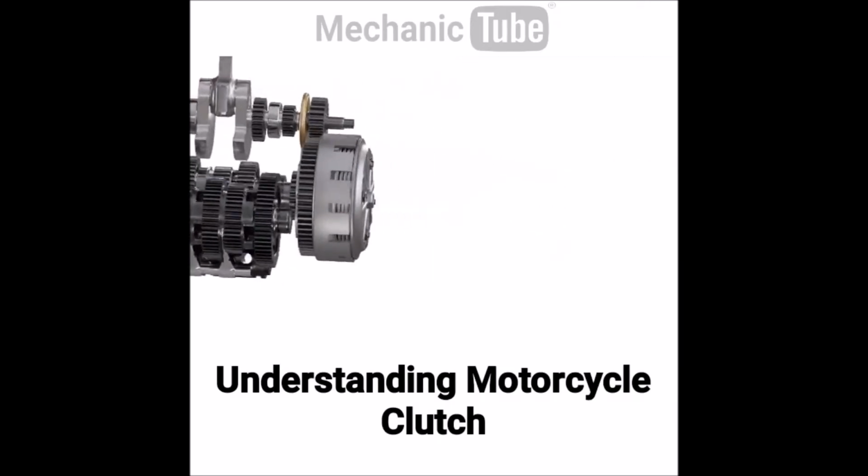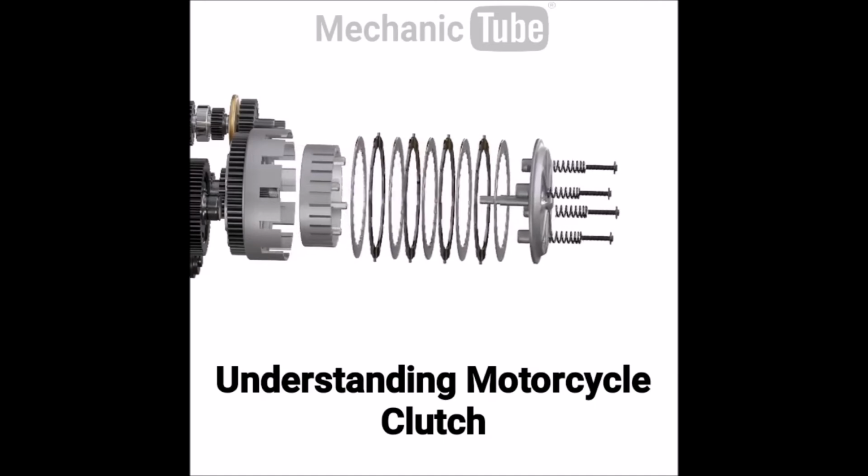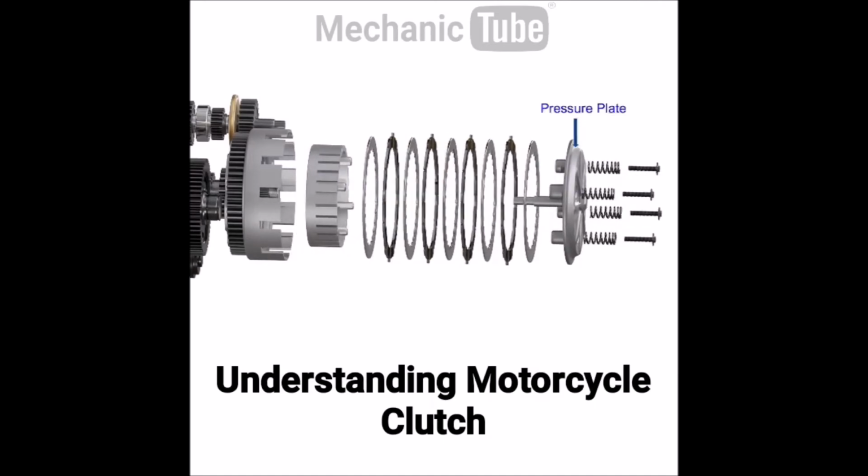The clutch assembly itself is a combination of several parts. It consists of a pressure plate held in place by several springs and screws. This plate presses against the clutch pack. The clutch pack consists of several steel and friction plates placed in alternate positions. The clutch basket and the inner hub are assembled with their axes aligned to the input shaft of the gearbox.